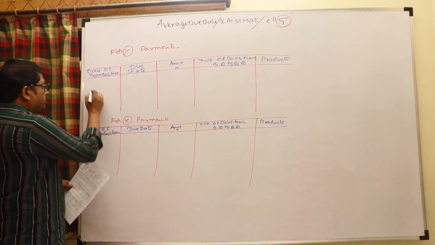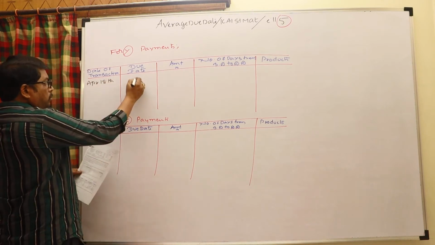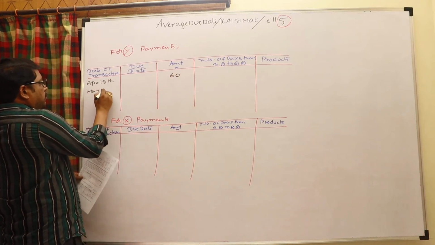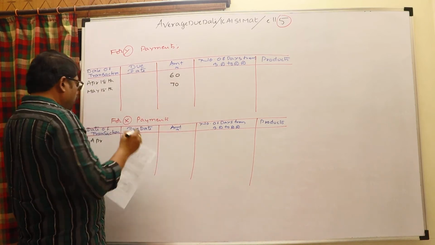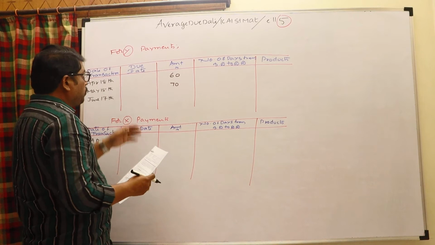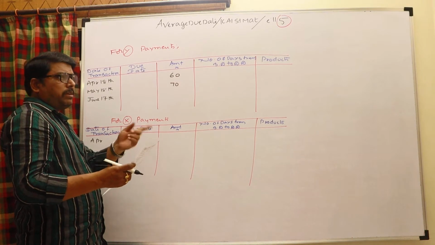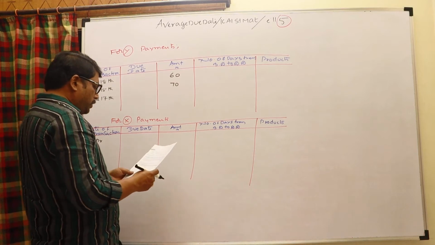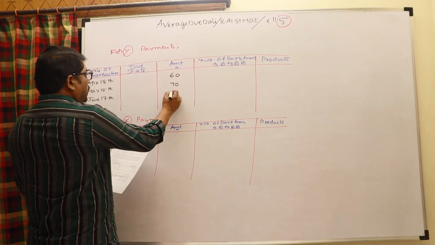April 18, 60 rupees. May 15, 70 rupees. June 17, and the amount lastly is 80. These are the amounts Y has to pay to X. From Y's point of view, these are the payments.